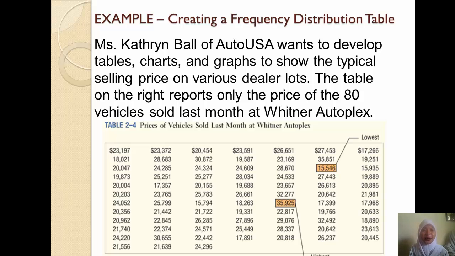Okay, thank you, Yuni. I will give an example of creating a frequency distribution table. Miss Catherine Ball of Auto USA wants to develop tables, charts, and graphs to show the typical selling price on various dealer lots. The table on the right reports only the price of the 19 vehicles sold last month at Whitner Autoplex. This is the example of the distribution table. There is the lowest and highest.